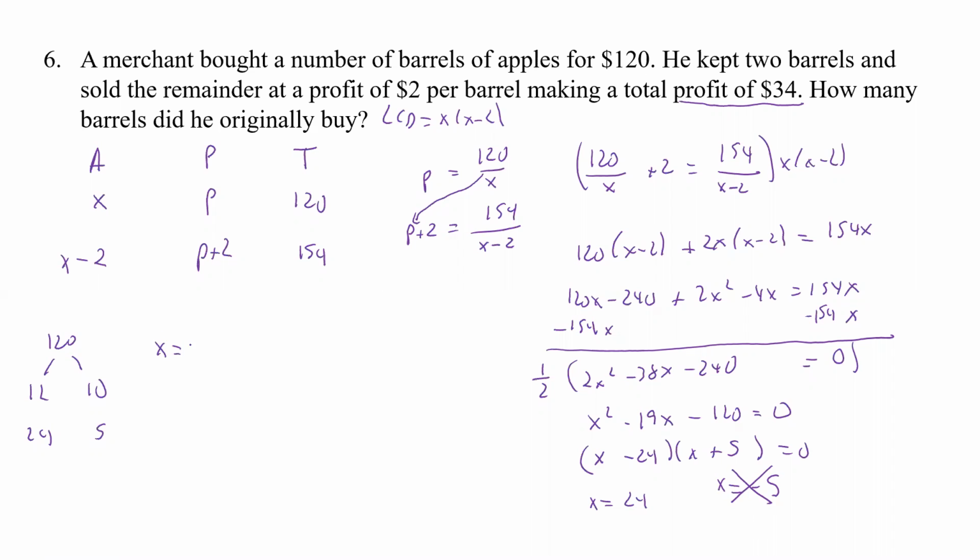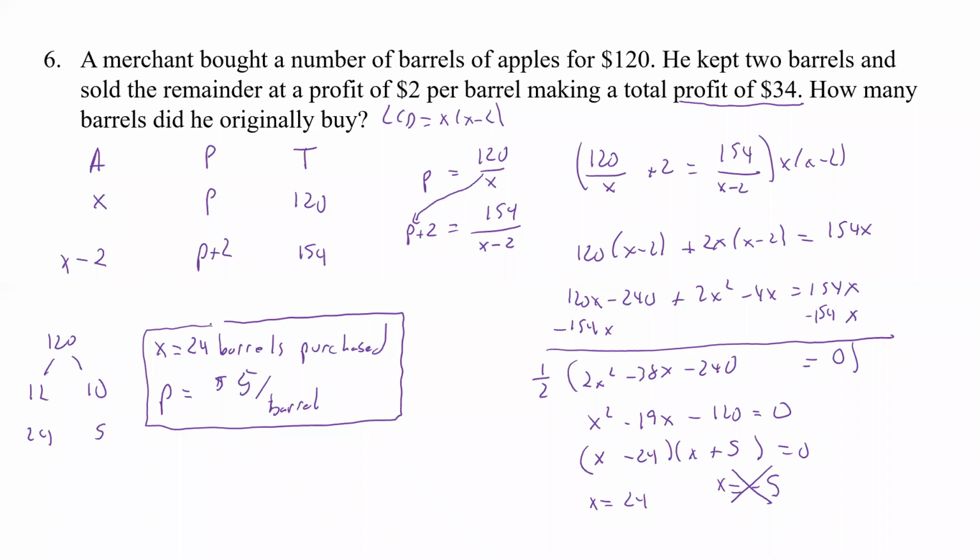Now he can't buy negative 5 barrels, so we throw that one out. And so we say x equals 24 barrels purchased. And if we want, how much did he purchase it for? Well, we just divide the 120 by 24, and we find out that it was $5 per barrel. Okay, and that's all they asked for.